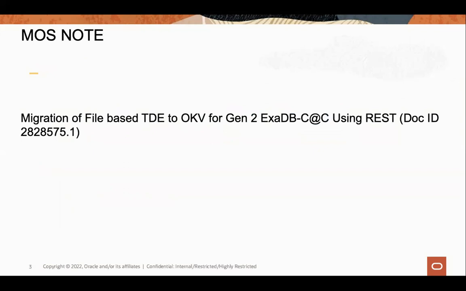MOS note. We will use the MOS note 2828575.1 for the demo. The MOS note details all the software versions and necessary steps for the OKV migration process on ExaDB Cloud Customer. The note does not specifically list a Data Guard setup example. However, the process is the same in that the steps are executed on both the primary and standby sites. So the OKV onboarding process, ExaDB Cloud Customer, and database changes all are executed on both the primary and standby sites, and we will show this in the demo. Now we're ready for the demo. Let me pause the recording and get the demo ready.